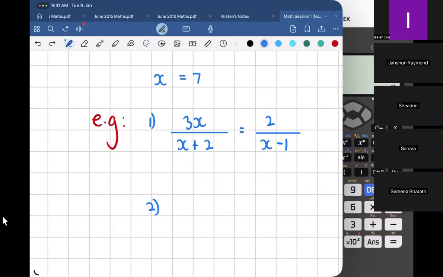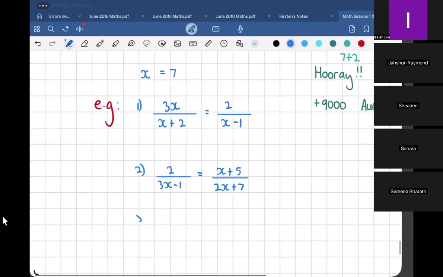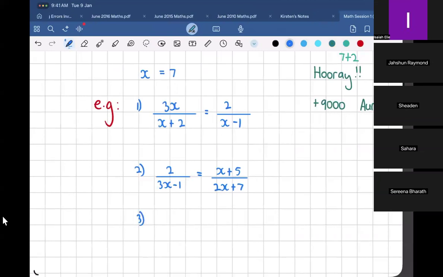Shay, I'm scared to throw you into the deep end, you know. I don't know how well they're gonna handle it. Well, then do it to see. I will see, right? So 2 all over 3x minus 1 is equal to x plus 5 all over 2x plus 7. Okay. So 1 is moderately simple, 2 is a step up, 3 is a step up above that. With quadratics, right? I already gave all a big hint there. Quadratics.